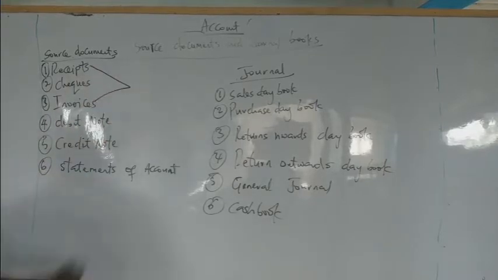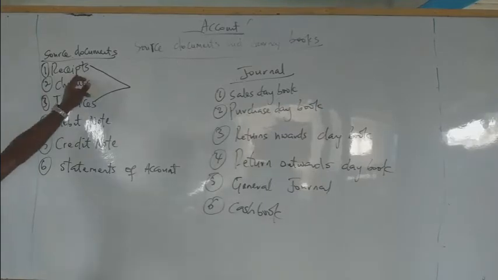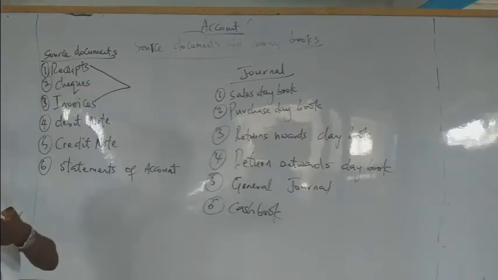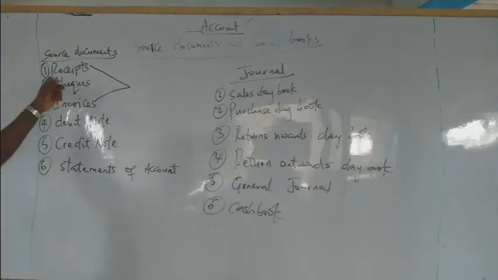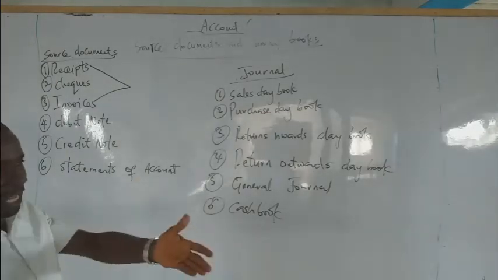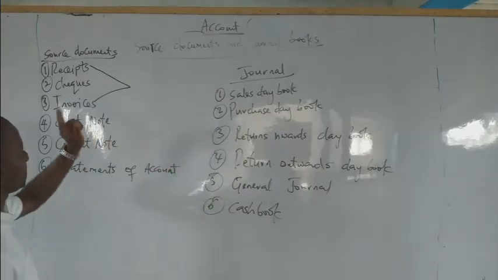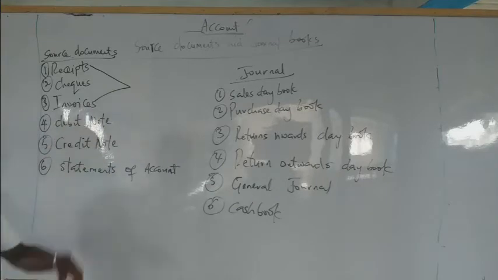Receipts and invoices are similar, but there are differences. What do I mean? You only issue a receipt when payment has been made for a debt owed. Let me repeat: you only issue a receipt when payment for goods supplied to another person has been made. But for an invoice, you don't need to make payment. The customer does not need to pay you.